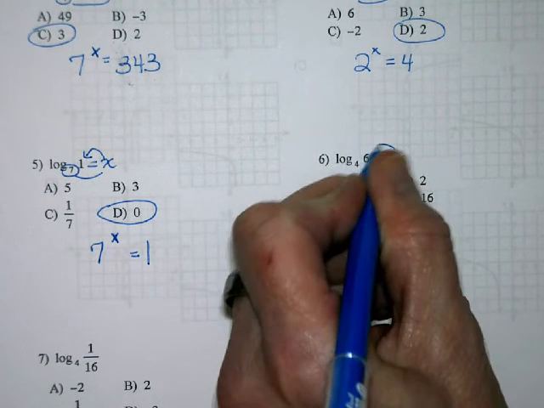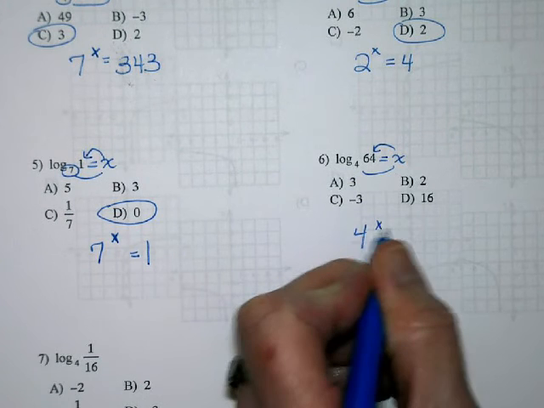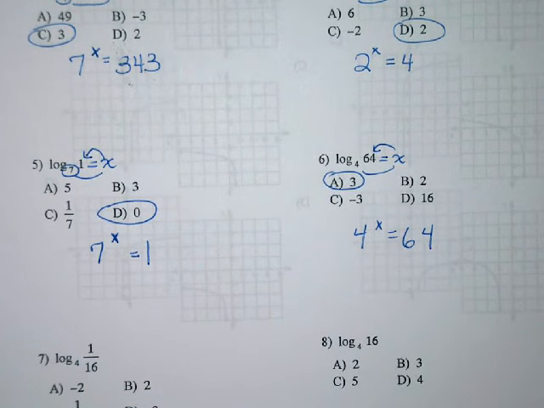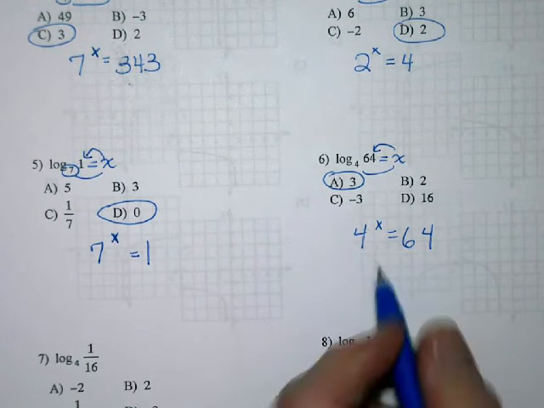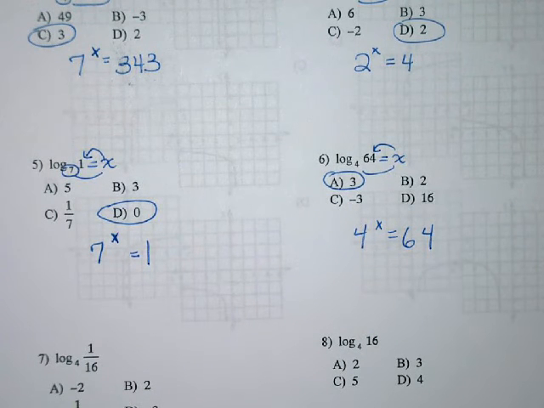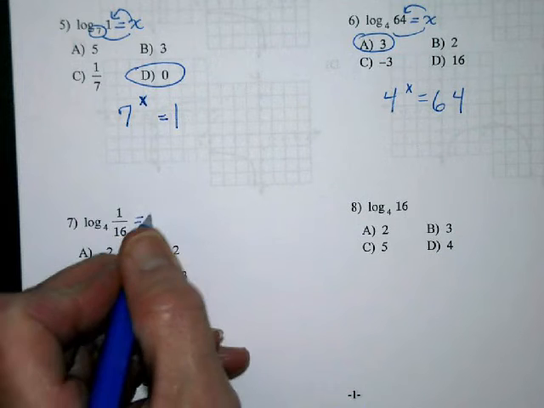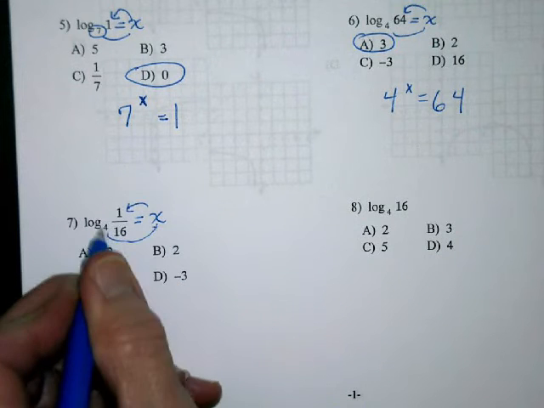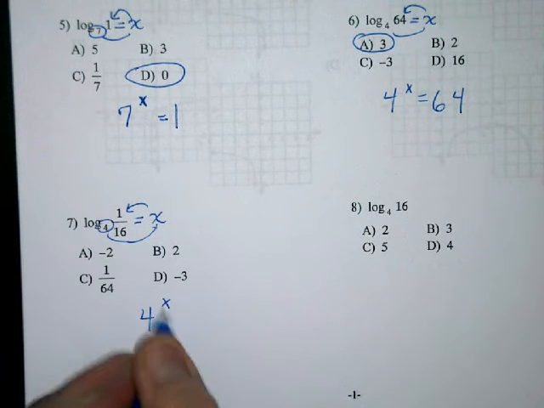Set it equal to x. 4 to what power is 64? So positive 3 power. Check it in the calculator. Looks like the test creator kept the numbers pretty small. It might be a little tricky. 4 to what power is 1/16?